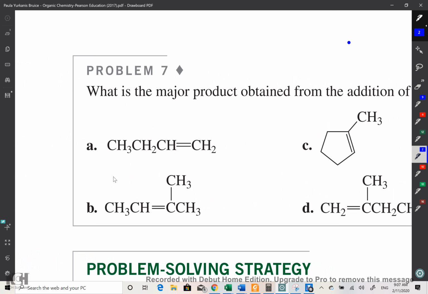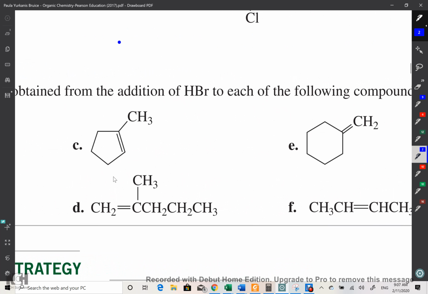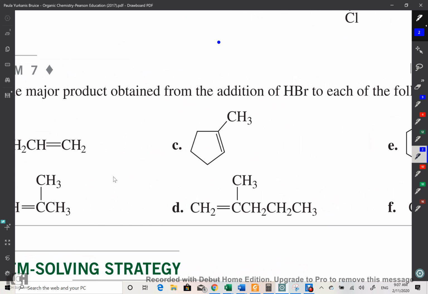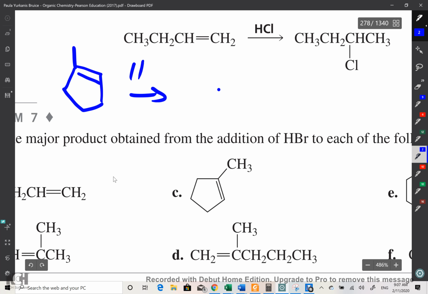So, problem number 7 from your textbook. What is the major product obtained from the addition of HBr to each of the following compounds? I will do number C. So that is C, and then we are asked to add HBr.